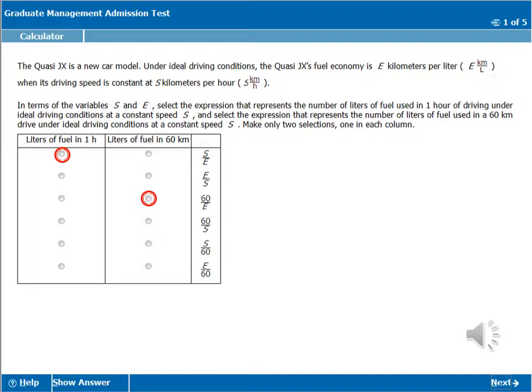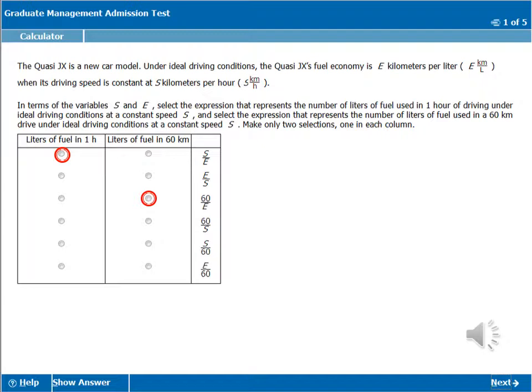So, for fuel economy, you have E divided by L, and for driving speed, you have S divided by the number of hours, which means the distance traveled is just S, since it's an hour of travel. So, we want to determine the number of liters. So it would be the distance traveled divided by the fuel economy, or E, as each E represents 1 liter. That would make the answer S divided by E.